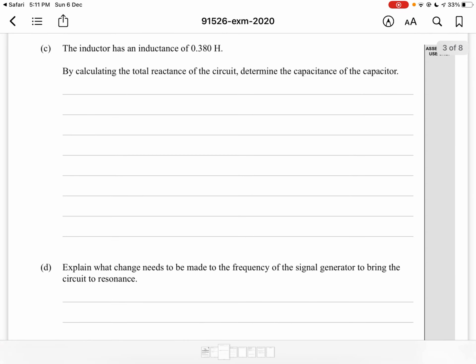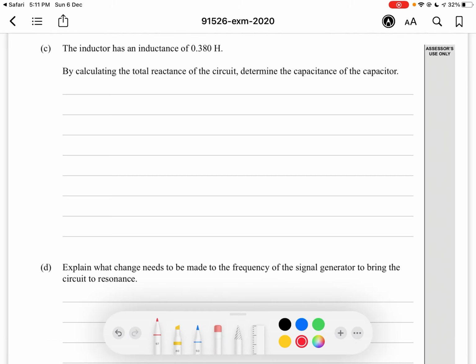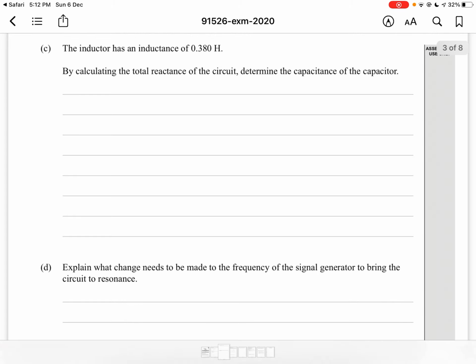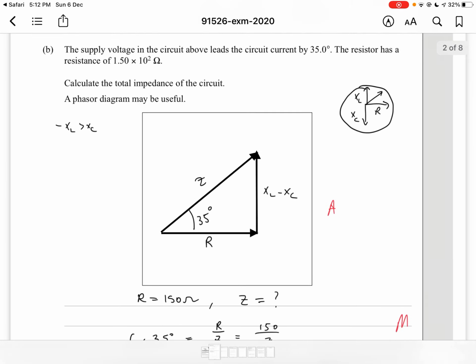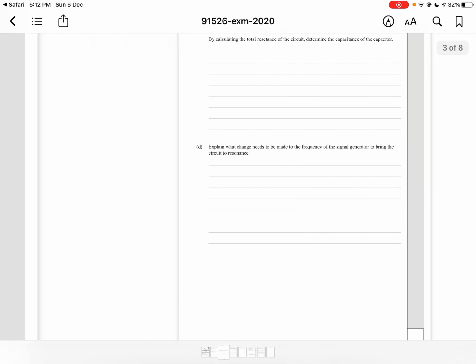Question C. The inductor has an inductance of 0.380 henries. By calculating the total reactance of the circuit, determine the capacitance of the capacitor. We can calculate the total reactance using a very similar strategy to how we calculated the total impedance, using trigonometry. So tan 35 degrees equals XL minus XC, which is the total overall reactance since XL and XC are 180 degrees out of phase, all over R.